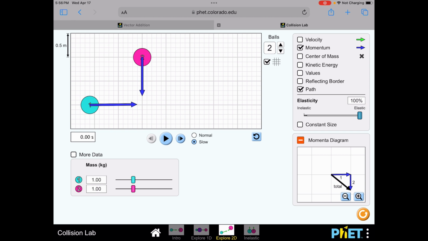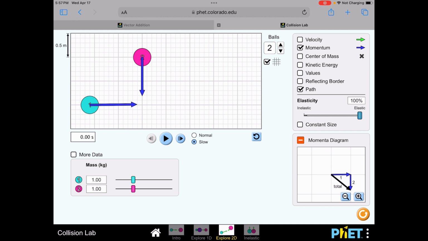Add up the component vectors tip to tail, and then the resultant or the total or the net is from where you started your diagram to where you finished. So sure enough, the total momentum is kind of down and to the right. Now, what will the final momentum look like? Well, without even thinking about it, the law of conservation of momentum tells us that it will be the same, right? The total momentum will also be down and to the right, and it will be the same magnitude.